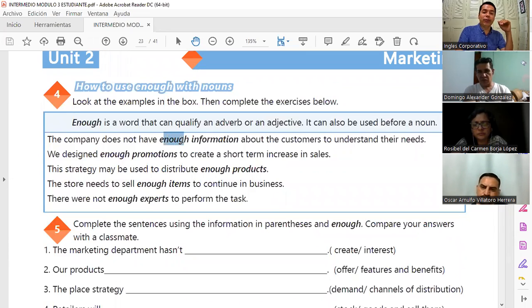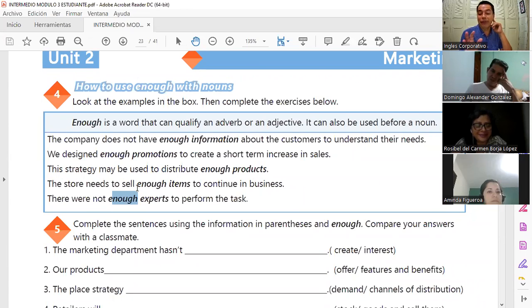Look, enough information is a noun. Enough promotion is a noun. Enough products is the noun. Enough items is the noun, right? Enough experts is the noun, right? Good. And remember, Rosibel, that with the adjective it was the opposite, right? Good enough, short enough, fat enough. Enough at the end. Correct. For example, we can say the teacher is fat enough, right? Teacher is already fat enough. That's what my wife says, right? I don't know. So I have to go on a diet. Fat enough. Good. So that's it.